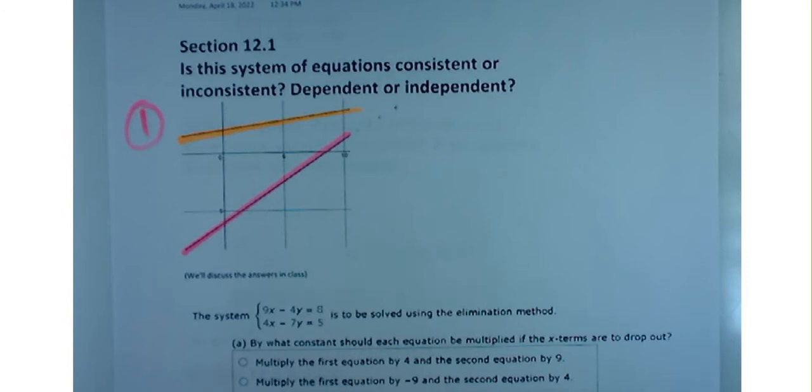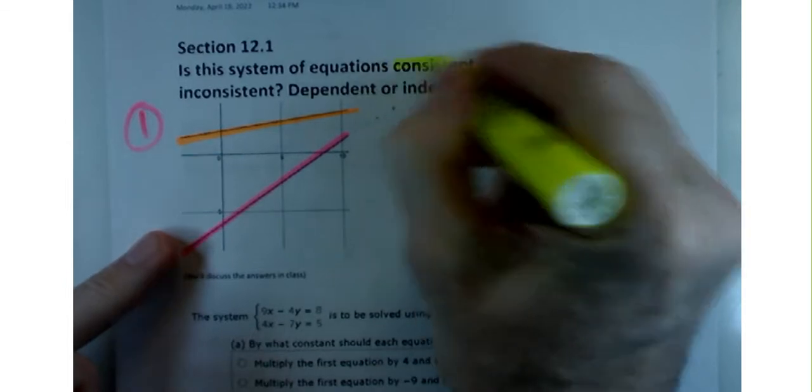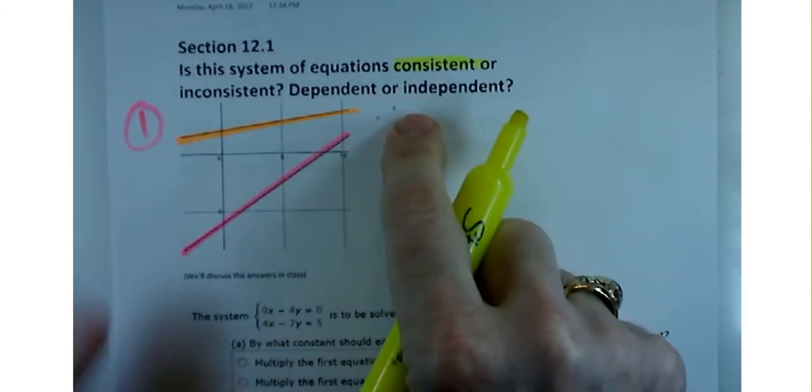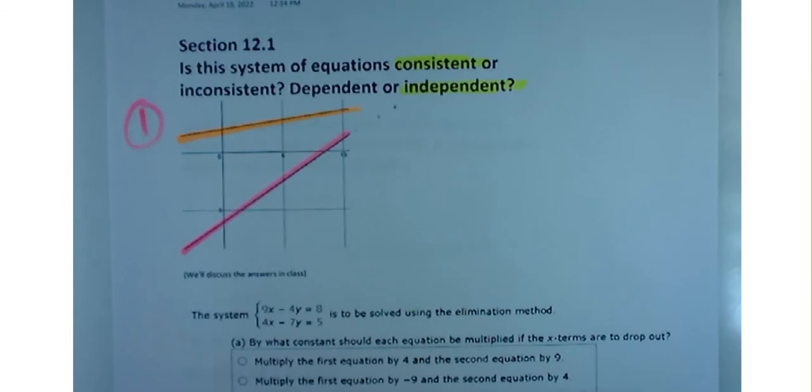Consistent and independent. Yeah, consistent, because there is a solution, and independent because the graphs represent different lines. It's not one line right on top of the other. So I like that one. It asks you to think a little bit, so that's a good thing.